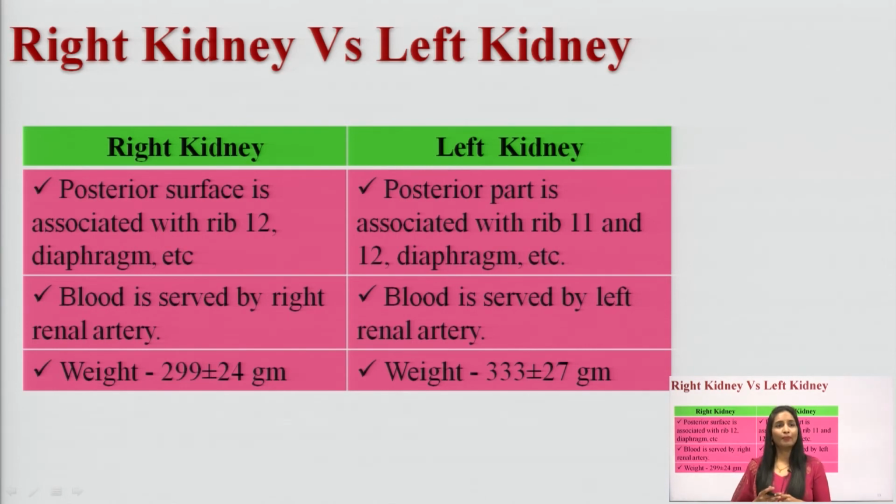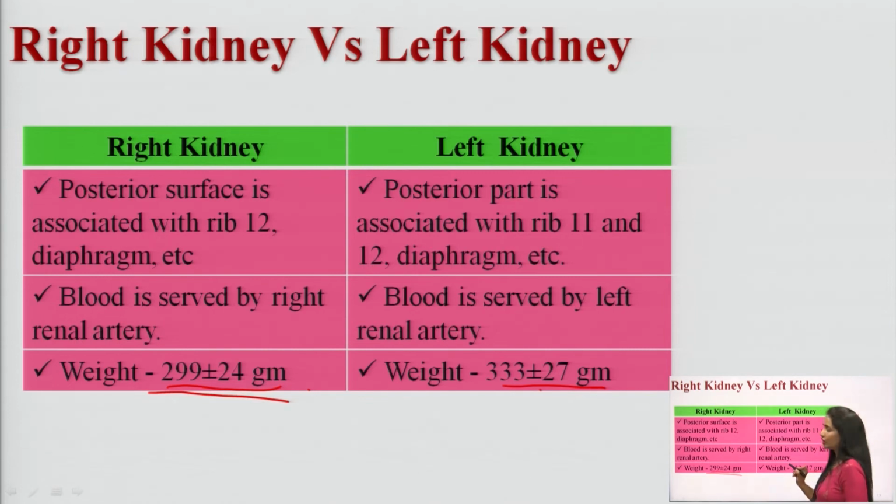Okay. The blood is served by the right renal artery for the right kidney and the left renal artery for the left kidney, and the weight is approximately 299 plus or minus 24 grams for the right kidney, and about 333 plus or minus 27 grams for the left kidney. So, this is the differentiation between the right kidney and left kidney. By the weight, the right kidney is less compared to the left kidney.